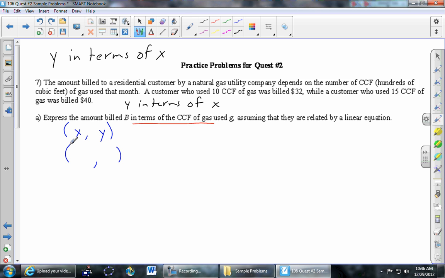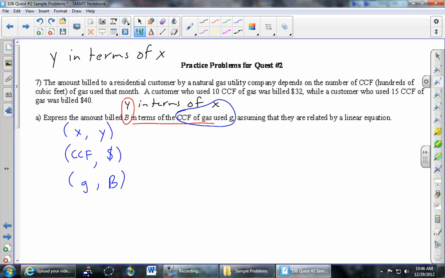So that must mean that the x number is the CCF of gas used. So we can put CCF, or if you prefer, the letter they're talking about, G. And that means that the y number must be the B. So the y is the B, and if I want to put units in there, B is the amount of money that we're billed, so dollars. I really think that the part underlined in red is the only clue that tells you which one goes first. Is it the gas or is it the bill? In this case, it's the gas first.